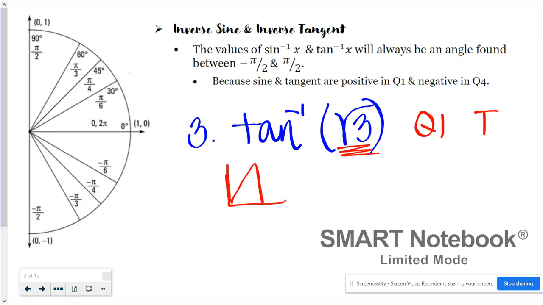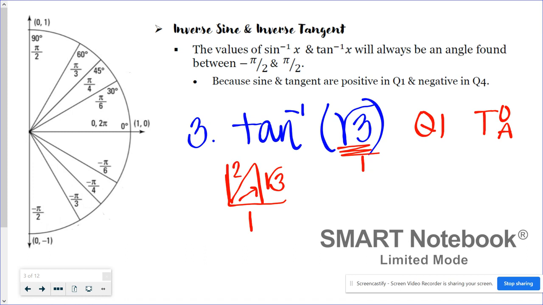Tangent is the opposite over the adjacent. So the opposite would be the square root of 3 and the adjacent would be 1. So the opposite is the square root of 3. The adjacent is 1. And remember, in all of our reference triangles, the hypotenuse is 2.